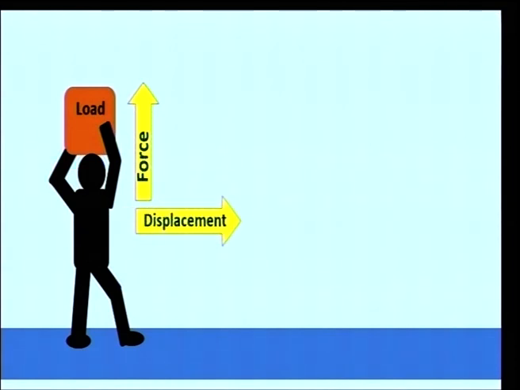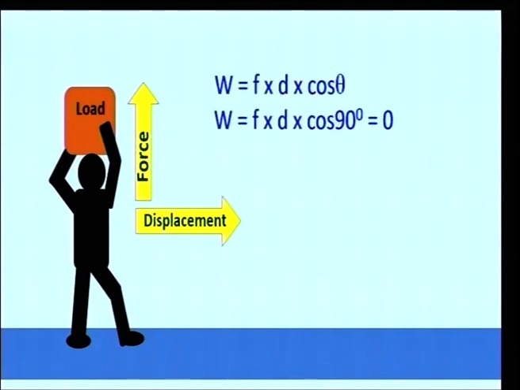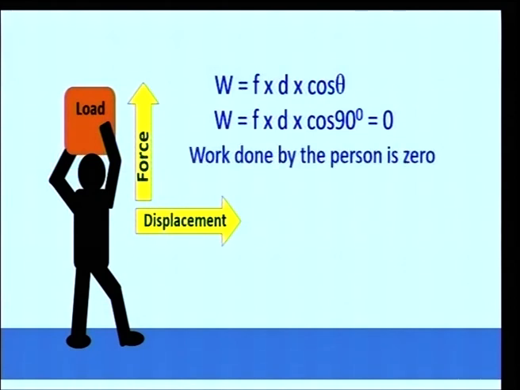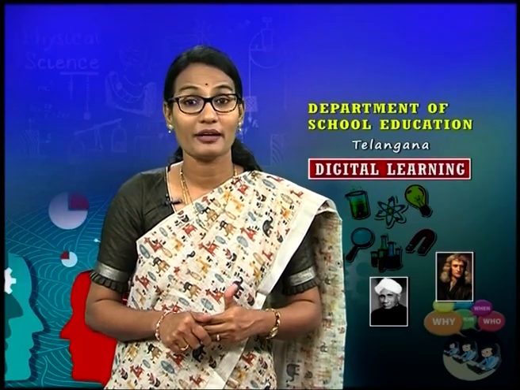Here the person is carrying a load on his head and walking on the road horizontally. In this case, the force applied by the person on the load is in the upward direction. But the person is moving in this direction, meaning the displacement is horizontal. Now the angle between force and displacement is 90. That's why with the formula work done W equals F into D into cos theta, that is W equals F into D into cos 90, you will get 0 only. So whenever the force and displacement are at right angles or perpendicular to each other, the work done by that force is always 0.